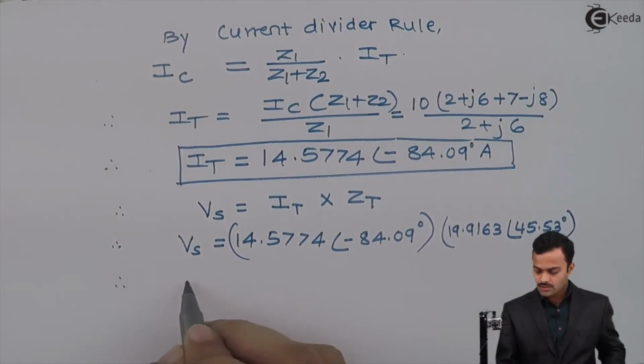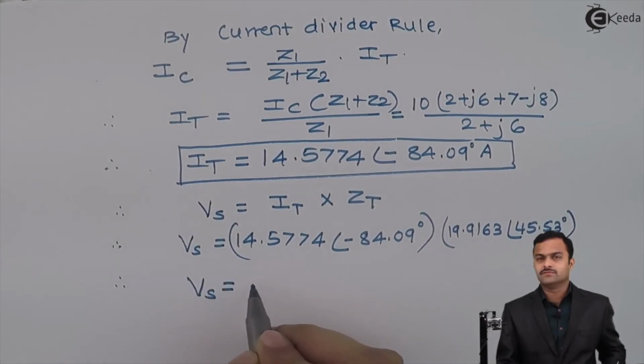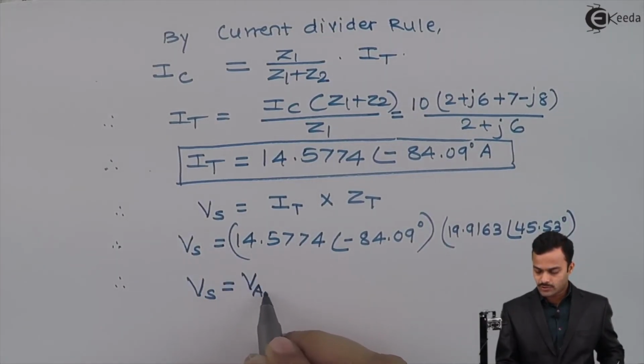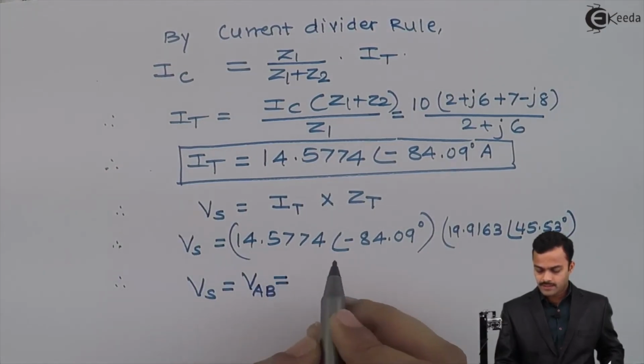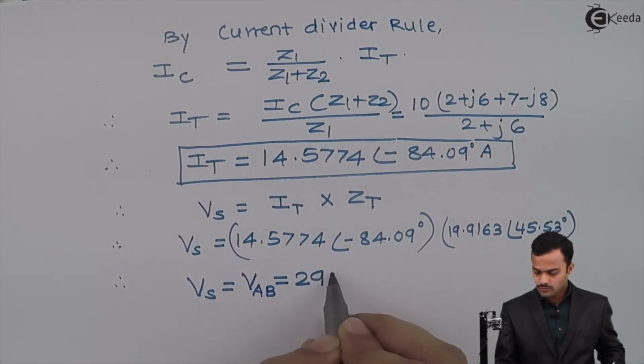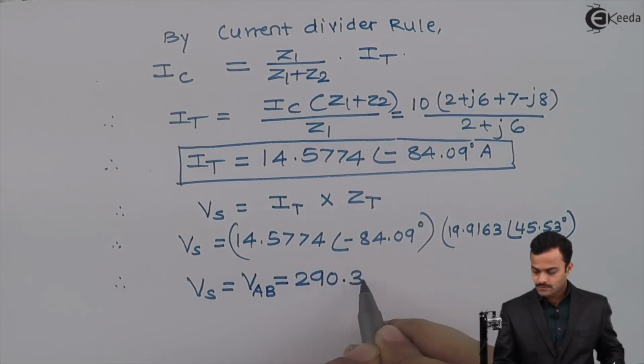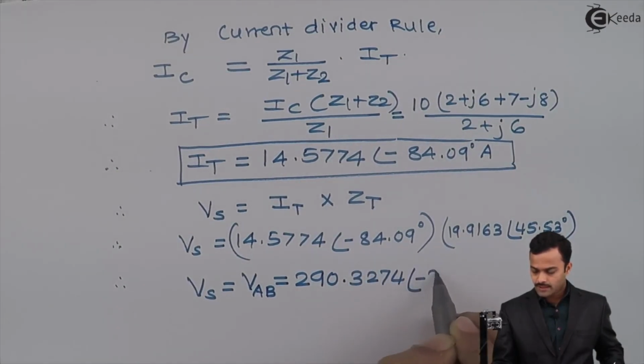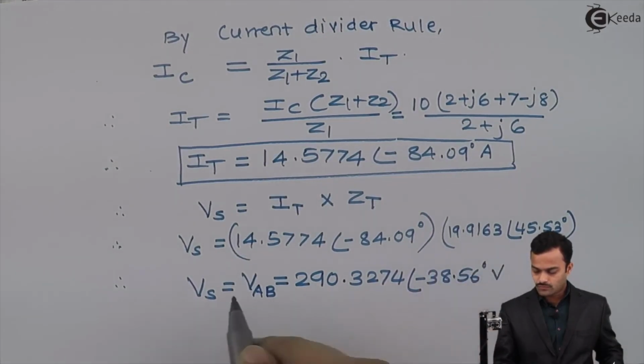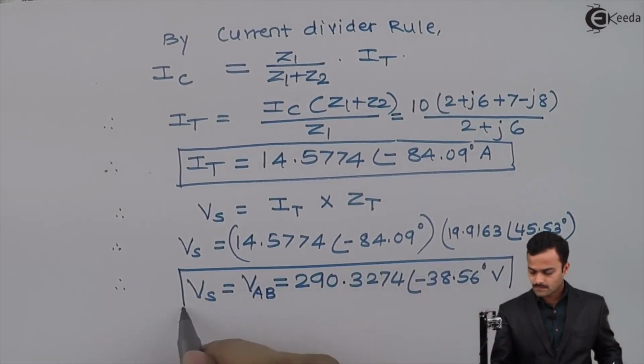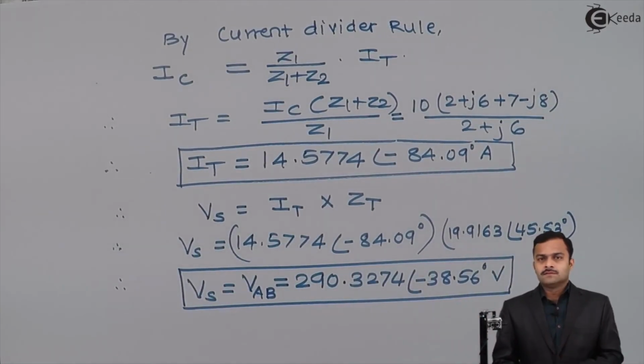If we solve, you will get the supply voltage Vs, nothing but the voltage across points A and B, equal to 290.3274 at an angle minus 38.56 volt. This is the required answer. Thank you.